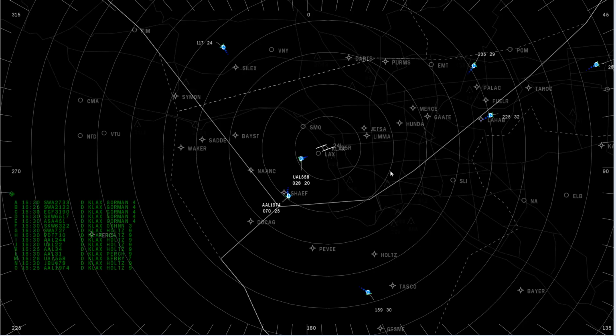United 558 flying the Sebb 7, we'll give him the turn at about the right place this time. We won't wait too long.